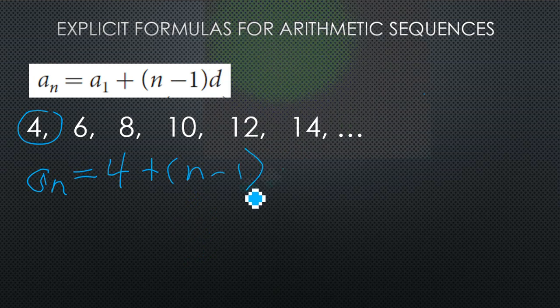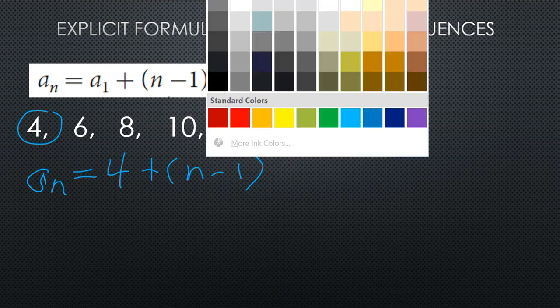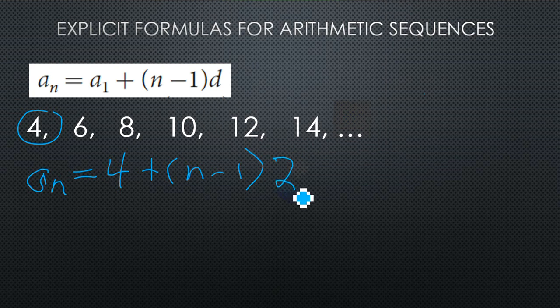Okay, so we have N minus 1 times the common difference. Now in this case, the common difference we know was 2. So we're going to go ahead and plug that in. Plug a 2 there. And now we have our explicit formula for the sequence.